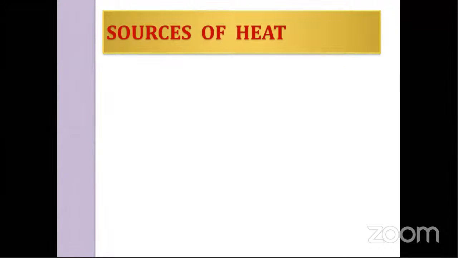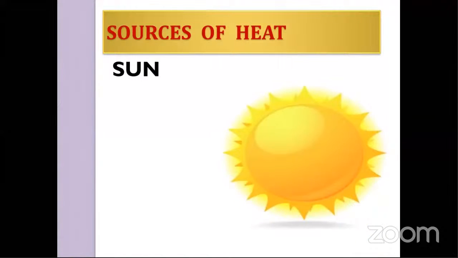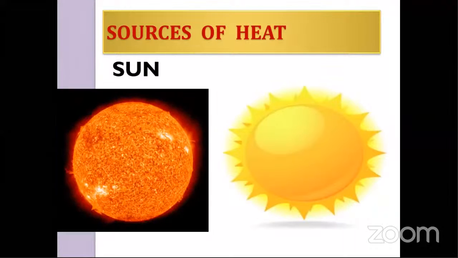The first source of heat is the sun. Students, the sun is the biggest source of heat received by the earth. A large amount of heat is generated due to nuclear fusion taking place in its center. In this process, hydrogen nuclei fuse together to form helium nuclei, generating heat. Some of it reaches the earth in the form of light and heat.